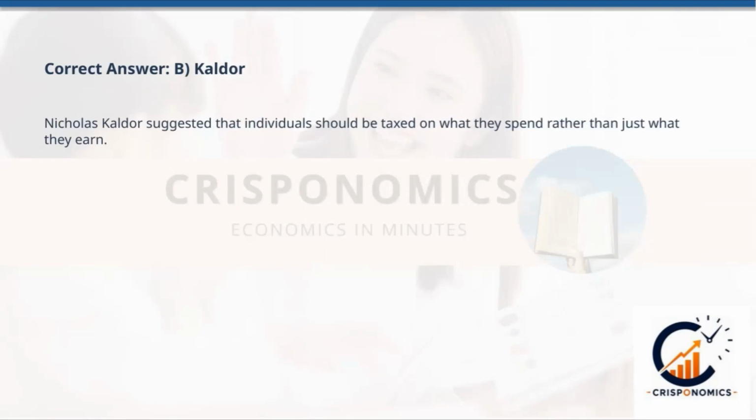Nicholas Kaldor proposed a shift in how we think about taxation. Instead of focusing solely on what people earn, he suggested taxing individuals based on what they actually spend. This idea challenges traditional income tax models and aims to capture a fuller picture of economic activity. It's a perspective that encourages us to rethink fairness and efficiency in tax policy.